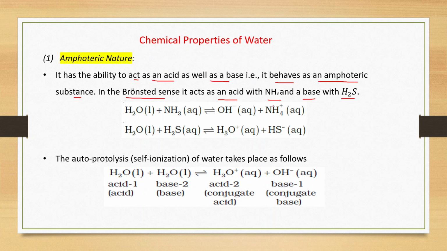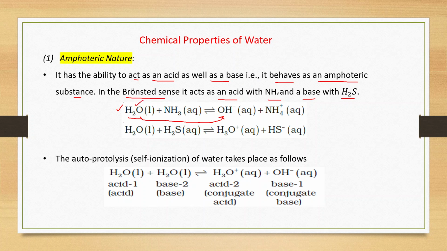We already discussed the Bronsted and Lowry concept of acid and base. According to that concept, the proton donor substances are known as Bronsted acids and proton acceptor substances are known as Bronsted bases. When water reacts with NH3, it donates a proton to NH3. See this reaction. This is H2O. After donating the proton, it will convert into OH minus ion.